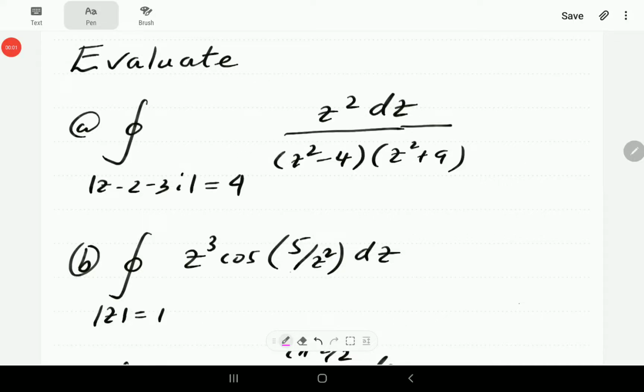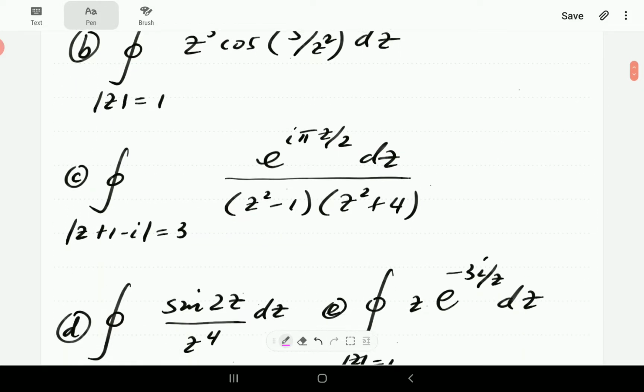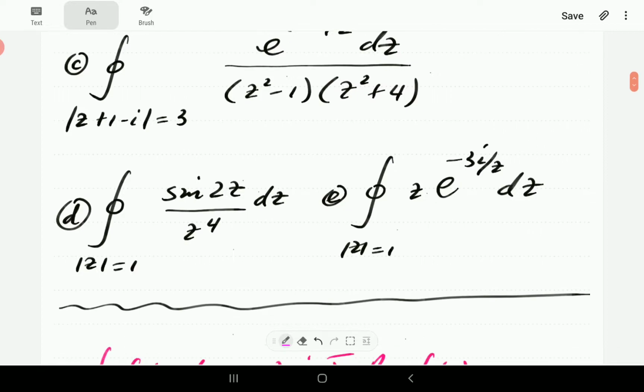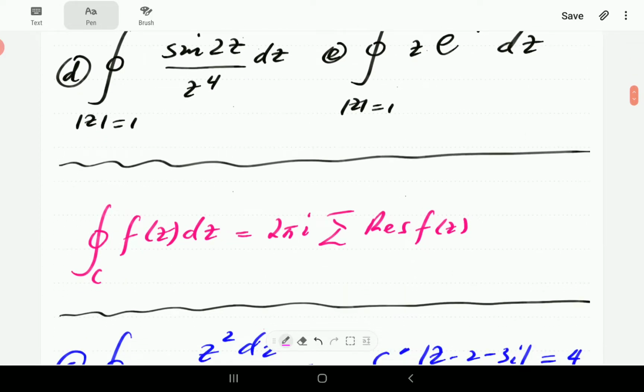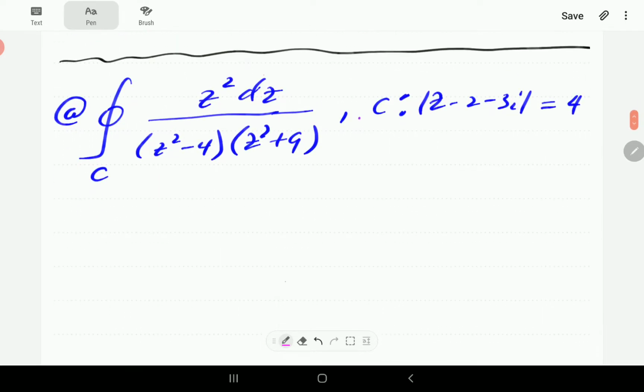Okay, in this video we continue our study of how to use the residue theorem to evaluate complex integrals. These are the examples we're going to work through. We're going to do A and B, and then we're going to give you an opportunity to do C, D, and E. This is a summary of the residue theorem, which says the integral of f of z around a simple closed contour C is 2 pi times the sum of the residues of f at singularities inside C.